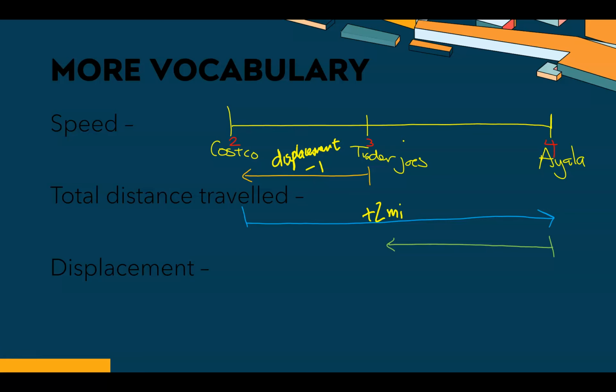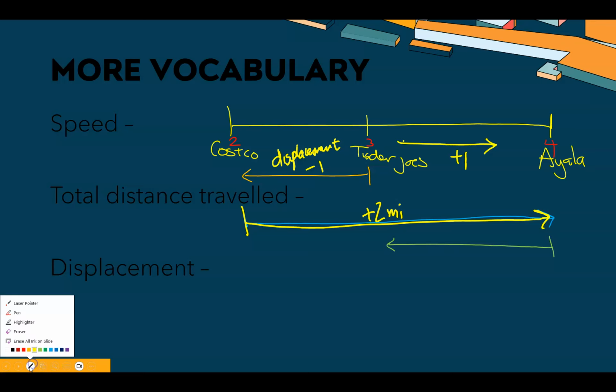What's the displacement? Well, there are 2 answers to that. For this blue line, which I'm covering up in yellow, the displacement for that is 2 miles. But since the beginning, our displacement is +1, as in we started at Trader Joe's, now we're at Ayala, that distance is +1. Okay, let's erase all that because it's getting confusing.